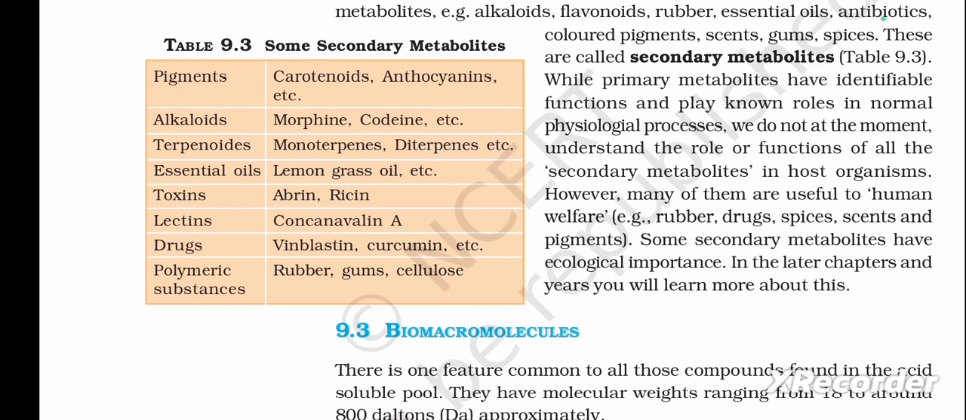While primary metabolites have identifiable functions and play known roles in normal physiological processes, we do not at the moment understand the role or functions of all the secondary metabolites in host organisms. However, many of them are useful to human welfare. Example, rubber, drugs, spices, scents, and pigments. Some secondary metabolites have ecological importance. In the latter chapters and years, you will learn more about this.